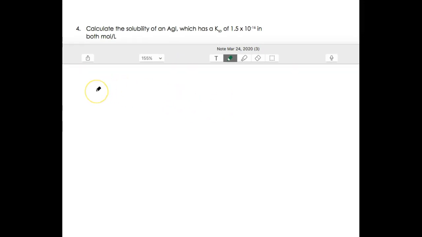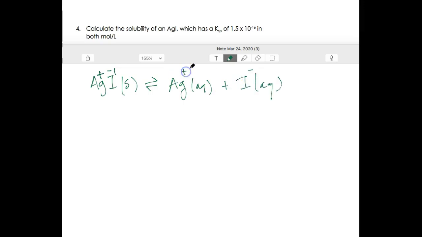Okay, so hopefully you tried this one, and some of you probably got stuck, and that's fine. So we have AgI, which is silver iodide, right? It's a 1-to-1 ratio. Because iodide is -1, according to our periodic table, this one has to be +1. It's a solid, it's going to dissolve. So we have silver and iodide. That's how we separate it into ions.